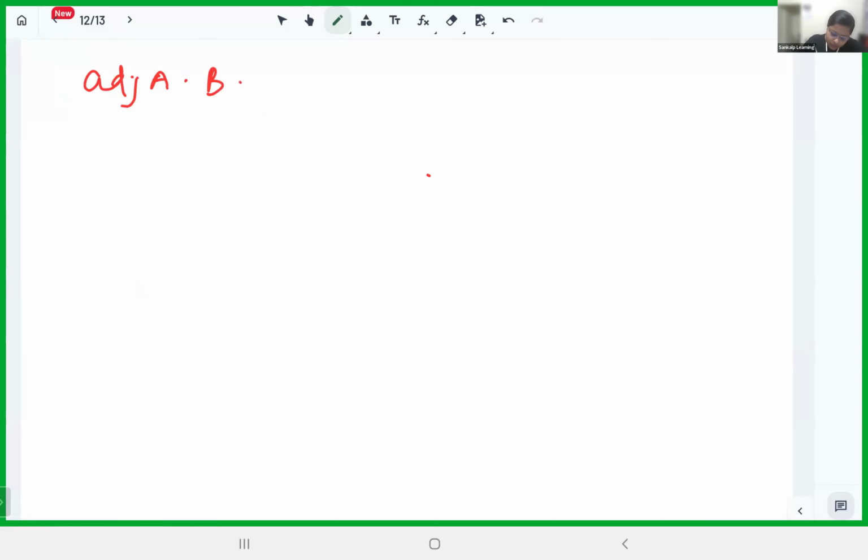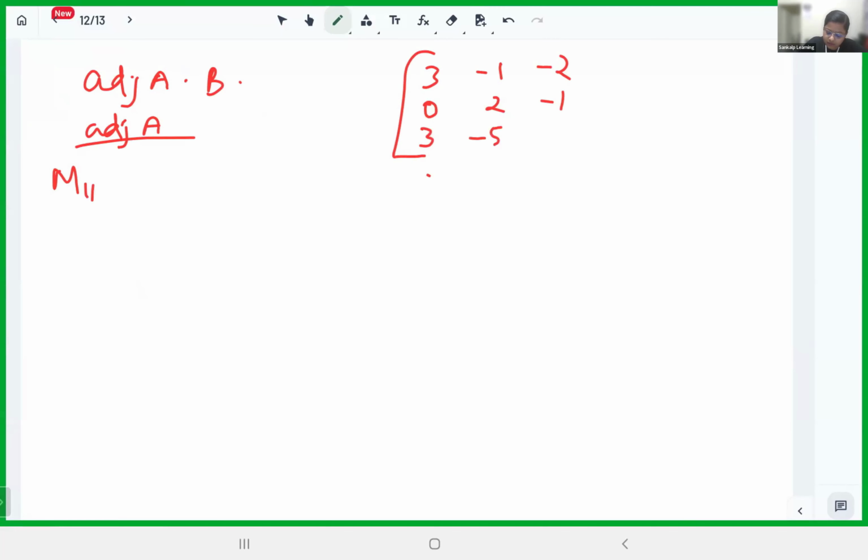For that, first you have to find adjoint of A, so first M11. I'll write the matrix here. Matrix A is equal to 3, minus 1, minus 2; 0, 2, minus 1; 3, minus 5, 0. So this was our matrix. M11 means the first row and first column are deleted. So 2 into 0 is 0, minus 5 into minus 1 is 5, so 0 minus 5 is minus 5.